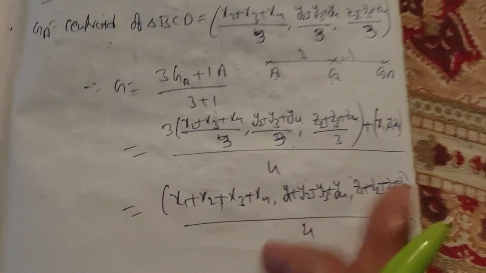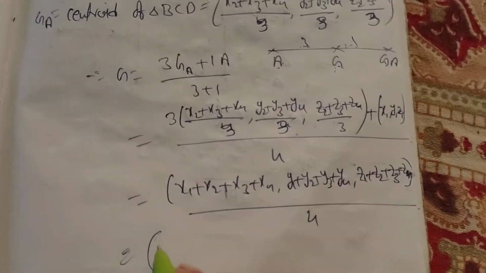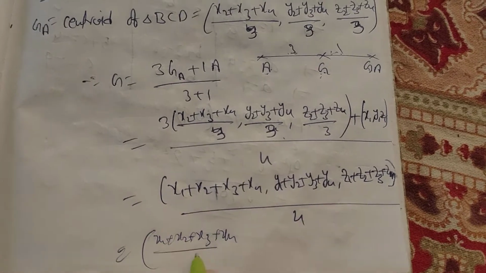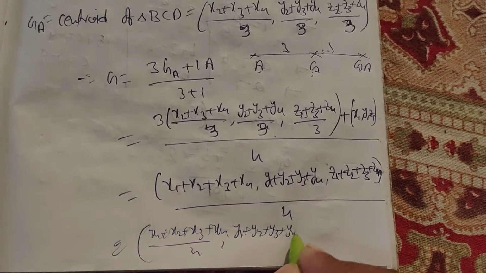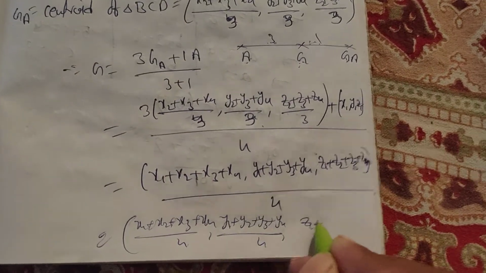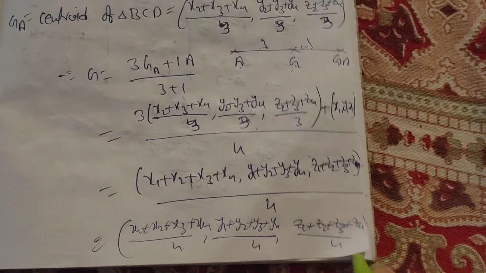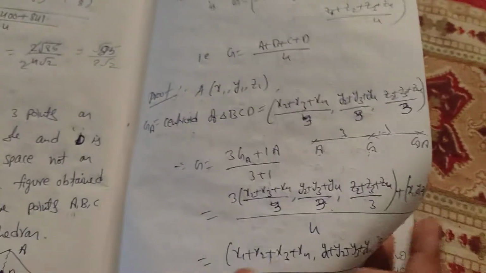By 4 means this one, how can you write this one? This is nothing but splitting this one. What you have? x1 plus x2 plus x3 plus x4 by 4, y1 plus y2 plus y3 plus y4 by 4, z1 plus z2 plus z3 plus z4 by 4. So this is the formula. Okay, separately we can write like this. See, this is the formula to find the centroid of a tetrahedron.